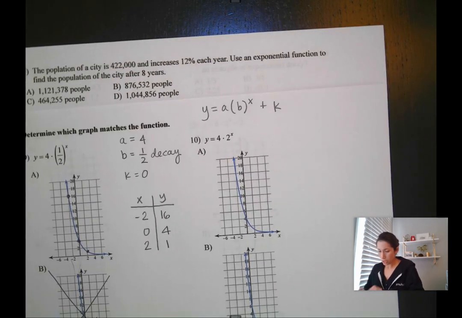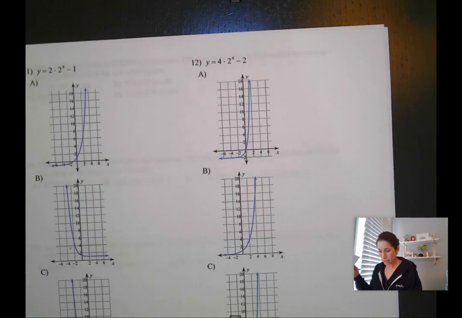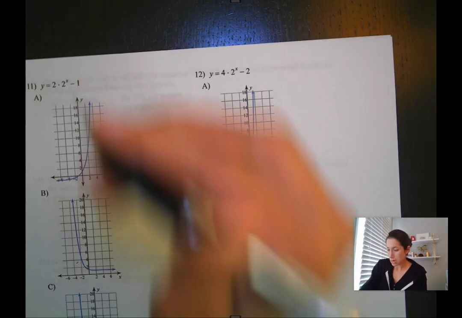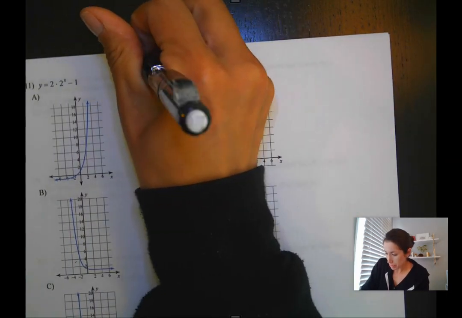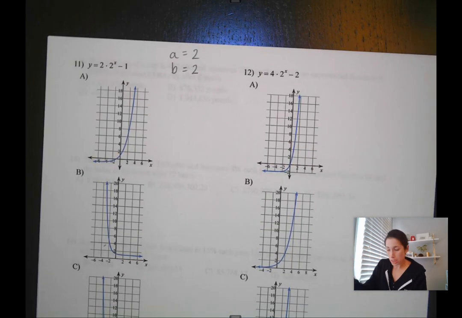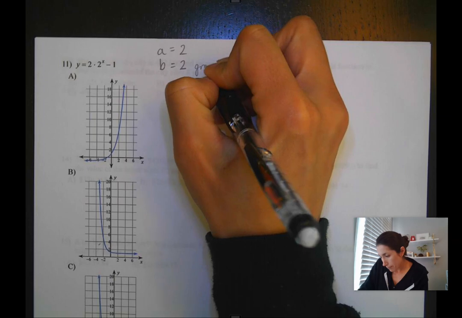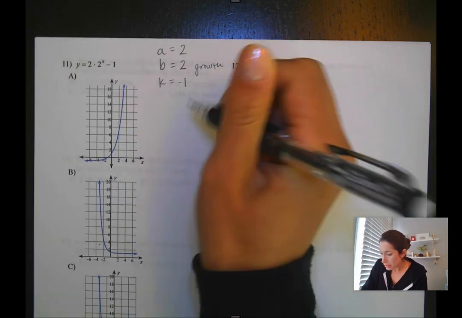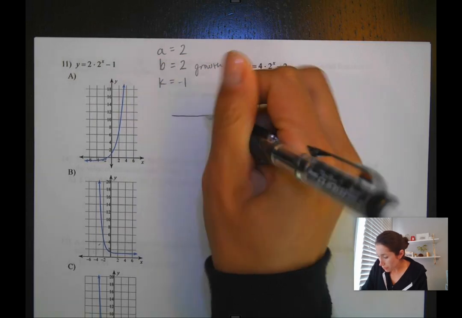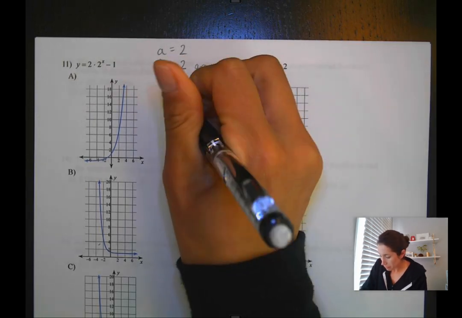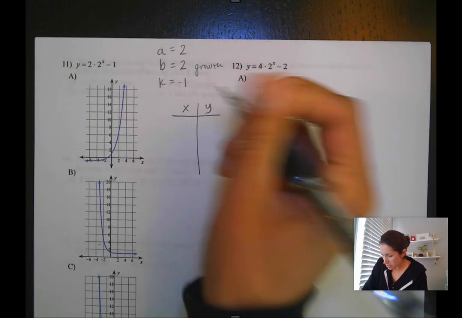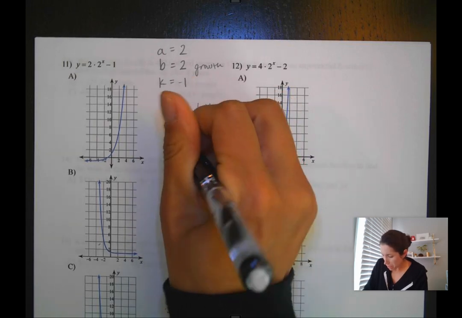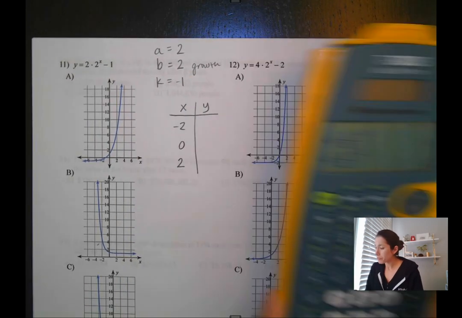On the next page, our A is 2, our B is 2. That means this is a growth equation, it's increasing. And our K is -1. Let's plug in a few values. I'm going to do -2, 0, and +2 again.